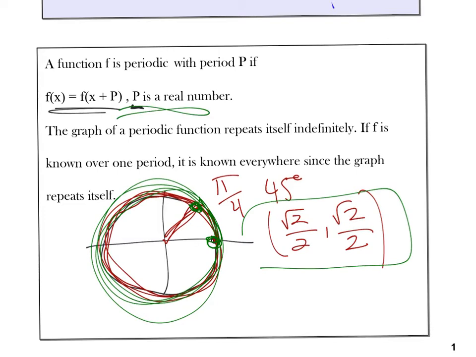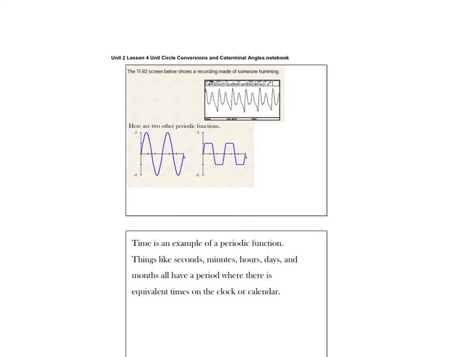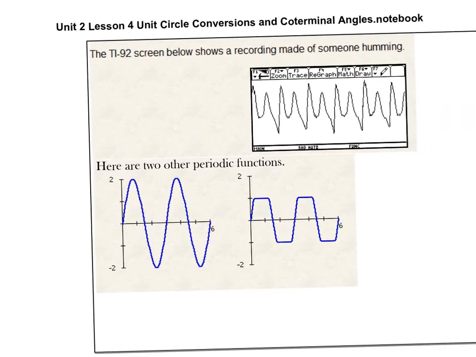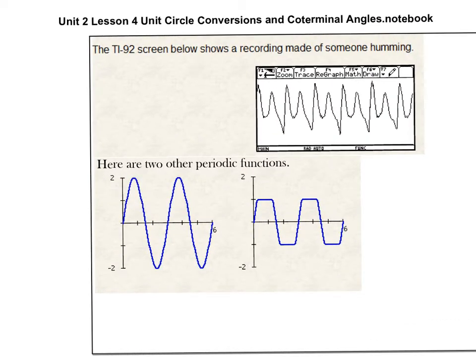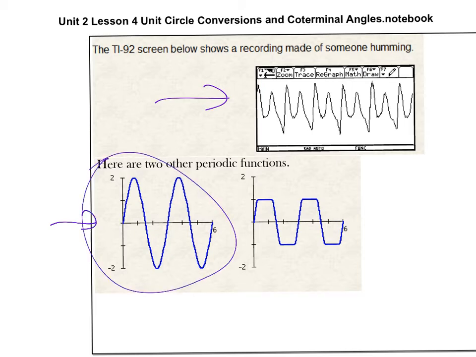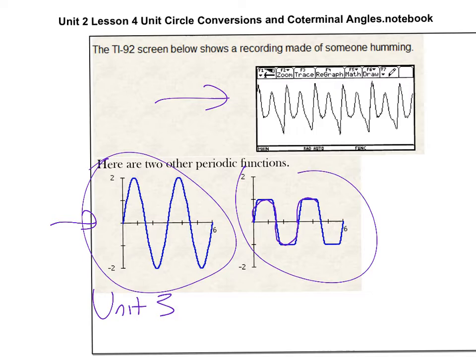I used the circle for the example just because that's what we've dealt with before. But you have seen other periodic functions. So this would be a graph of someone humming a tune. This would be a periodic function. You'll actually get really familiar with this in Unit 3. This is another periodic function. If you look, it goes along that same path and then repeats it. It's a function that repeats itself, but now all you're looking at is the rotations.